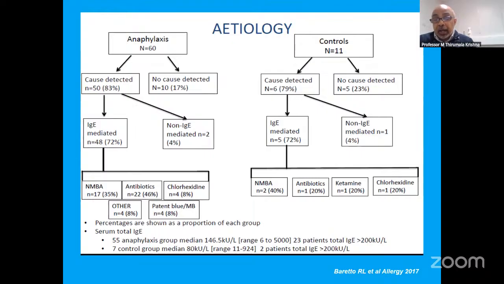So this is really important. A good lesson to learn here is antibiotics have become the leading cause, probably because of greater antibiotic use for surgical prophylaxis, and then the chlorhexidine used for antiseptic procedures to paint the skin before surgery, and then the patent blue. Almost all cases were related to breast cancer. Okay, so that's what our data showed.